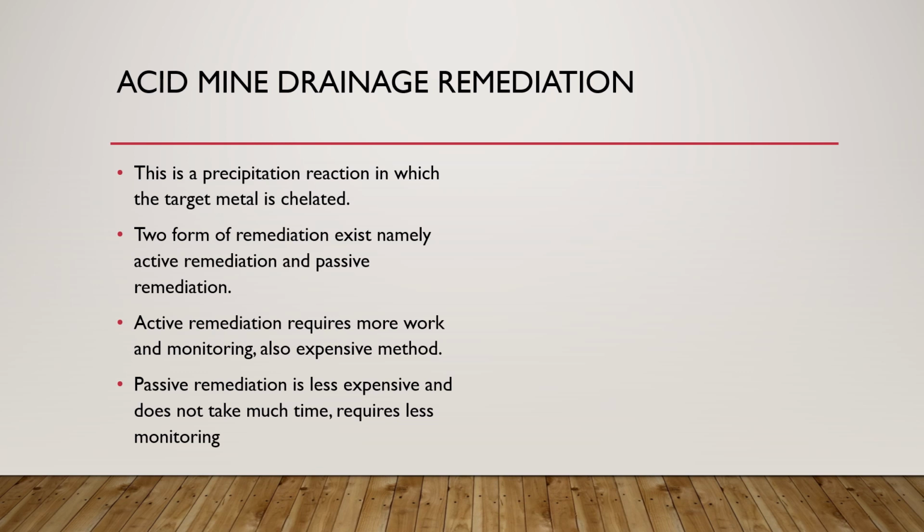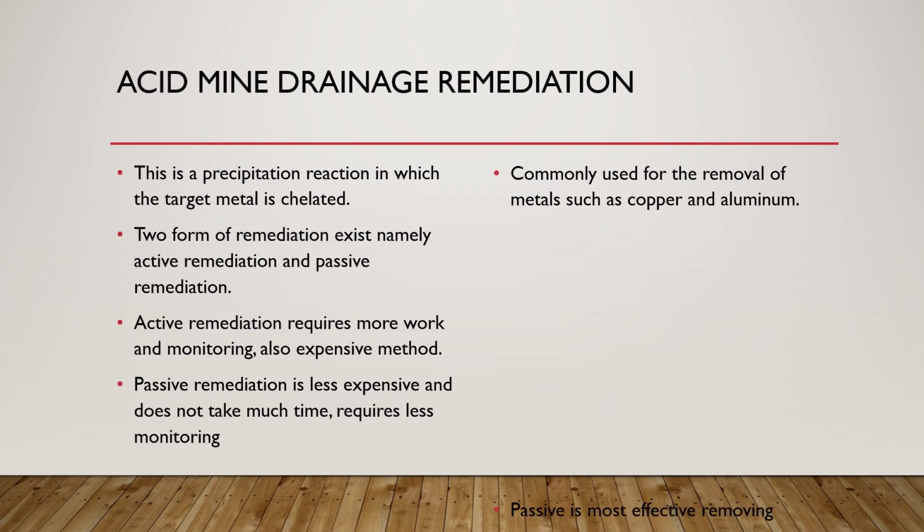Passive, on the other hand, is the opposite of active. It is very less expensive, does not take much time, and requires less monitoring. It is commonly used for the removal of metals such as copper and aluminum. Passive is the most effective method of removing copper as compared to active.